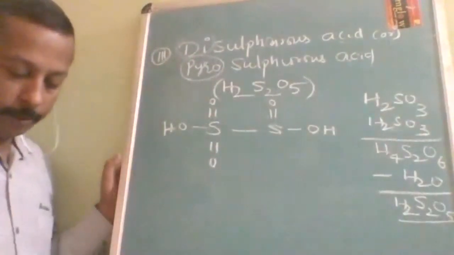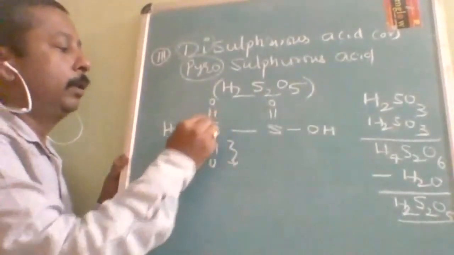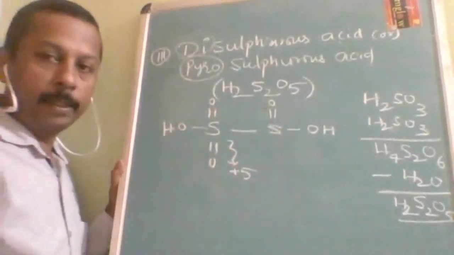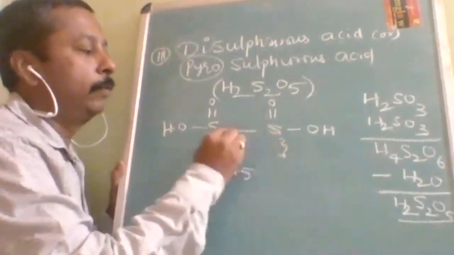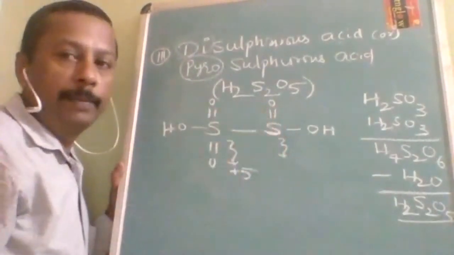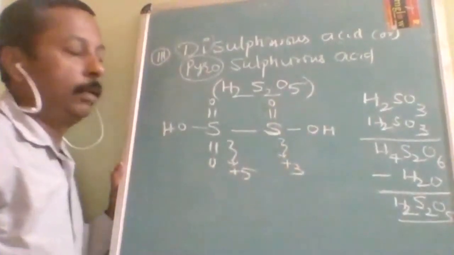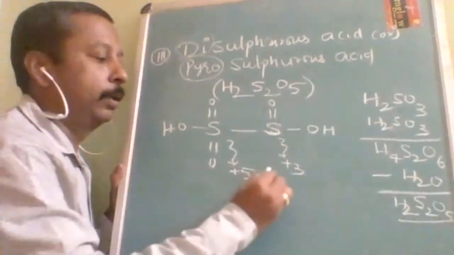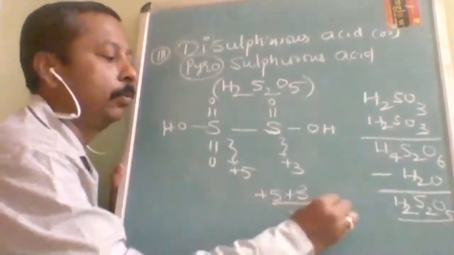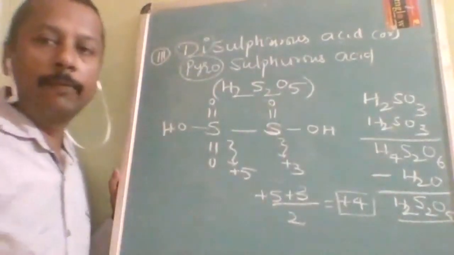Now I think you will be able to find out the oxidation states. Here 1, 2, 3, 4, 5, so this oxidation state will be +5. And the sulfur to sulfur bond we cannot count because it is the same element. Now here it is +3, so both sulfur atoms are at different oxidation states. If you find the average, +5 +3 divided by 2, you get +4. That matches sulfurous acid.